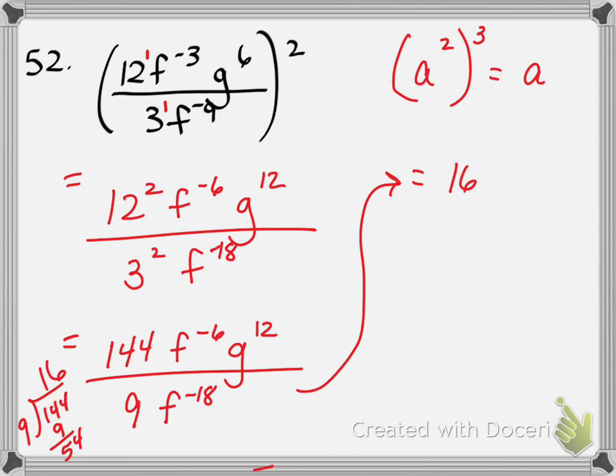And now let's do the f's. When you divide like bases, you subtract exponents, and it's always the top power minus the bottom power. So, oops, I think I forgot to hit record or resume.